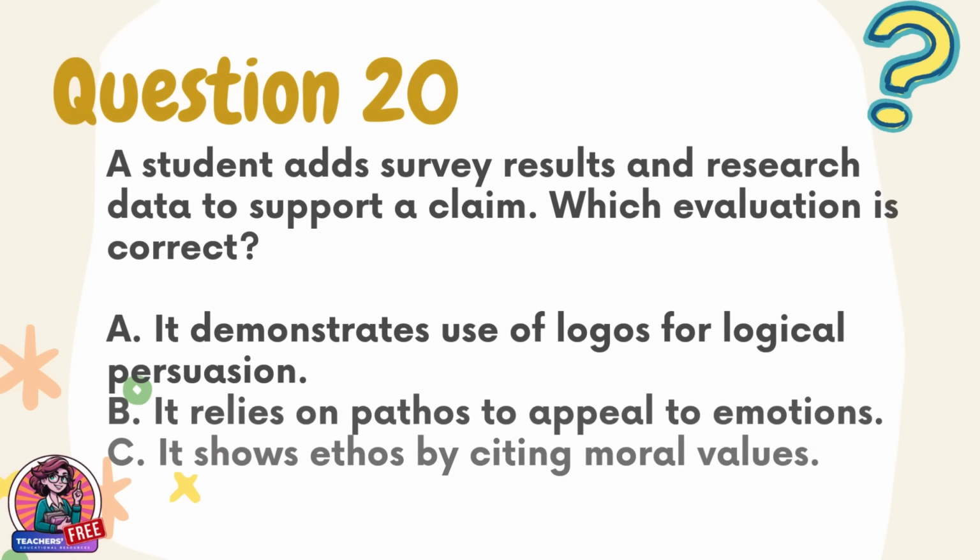Question 20. A student adds survey results and research data to support a claim. Which evaluation is correct? A. It demonstrates use of logos for logical persuasion. B. It relies on pathos to appeal to emotions. C. It shows ethos by citing moral values.